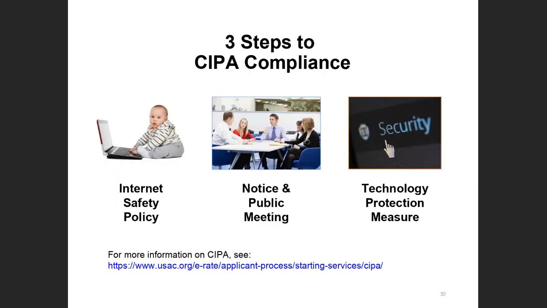Just very briefly, a reminder that in order to be CIPA compliant, there are 3 steps. You need to have implemented an internet safety policy that addresses certain aspects of children's safe use of the library's internet. At some point before you put that policy into effect, you needed to have given notice about a public hearing where your community could comment on the policy. And then you have to implement a technology protection measure, which is a fancy way of saying you actually filter your internet for certain visual images.